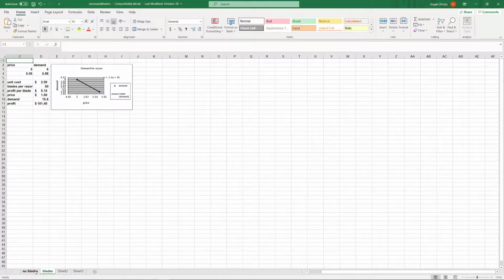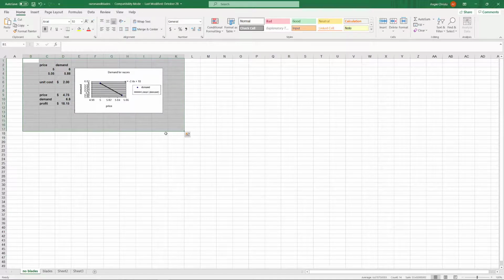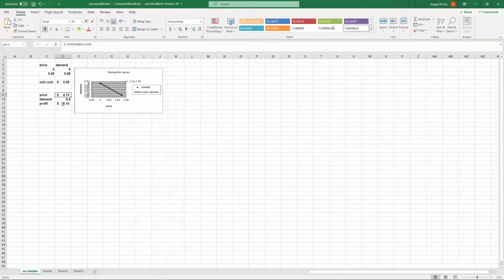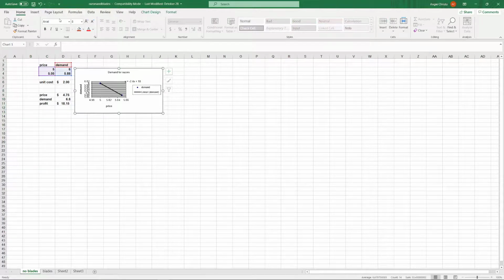So last week we were looking at this example here, the no blades example, meaning we looked at this exercise where we had to find the best price so we can maximize our profits for razors. So in this example, the product we're interested in is razors, and just so we can remember this, let's make this a little bigger again.